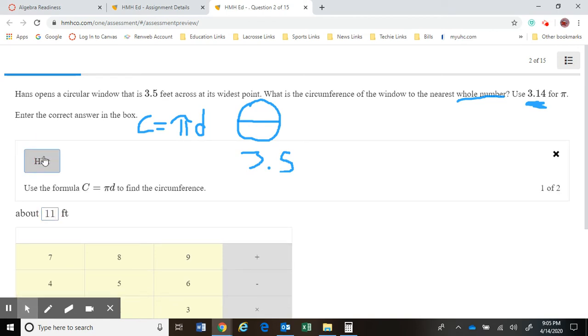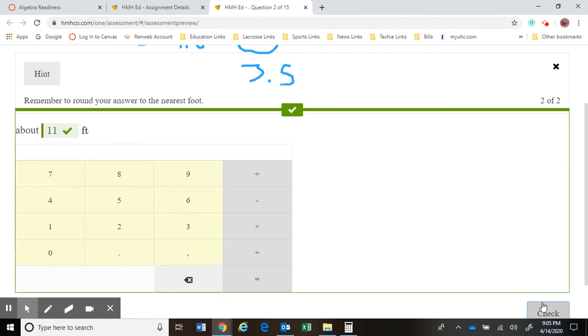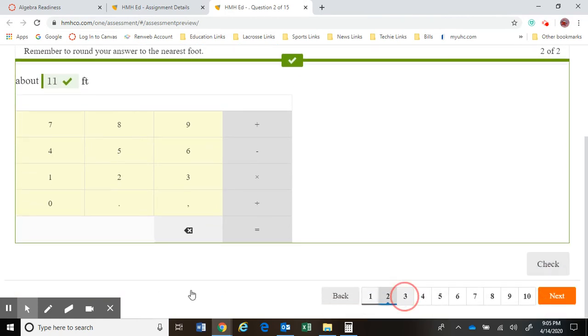Again, you can go through the hints. It says round answer to the nearest foot. All right, check it, and we're good. Moving on to question number 3.